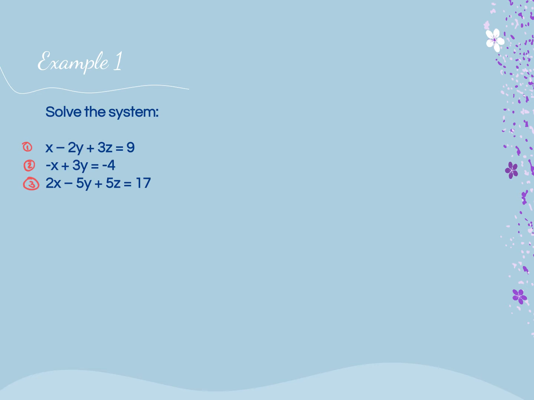If you look at line 2, what do you notice about line 2? There's only 2 variables, so there's already a variable missing there, right? So we can actually leave that equation out for the first step and pair the other 2 up and cancel out the variable that's already canceled from there.